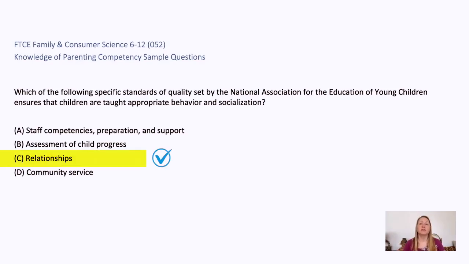The correct answer is C, relationships. The relationships standard ensures that children are treated by the staff with warmth and care. The children are also encouraged to display positive behaviors toward others.